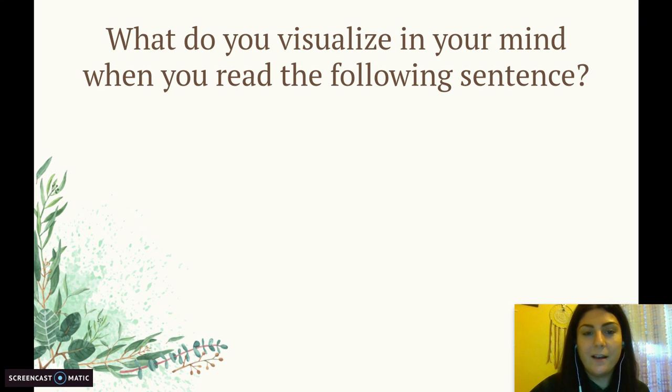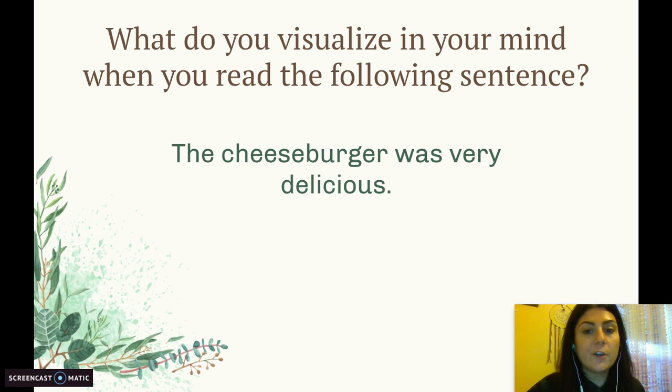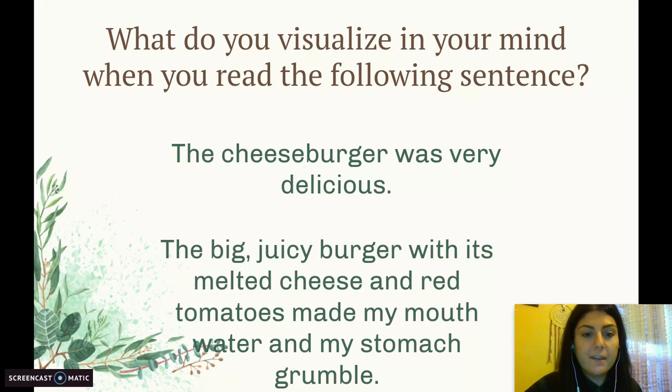So here is another little exercise, another example of how imagery works. So what do you visualize in your mind when you read this following sentence? The cheeseburger was very delicious. Okay, so here is the second sentence. The big, juicy burger with its melted cheese and red tomatoes made my mouth water and my stomach grumble. All right, think about what you visualize.